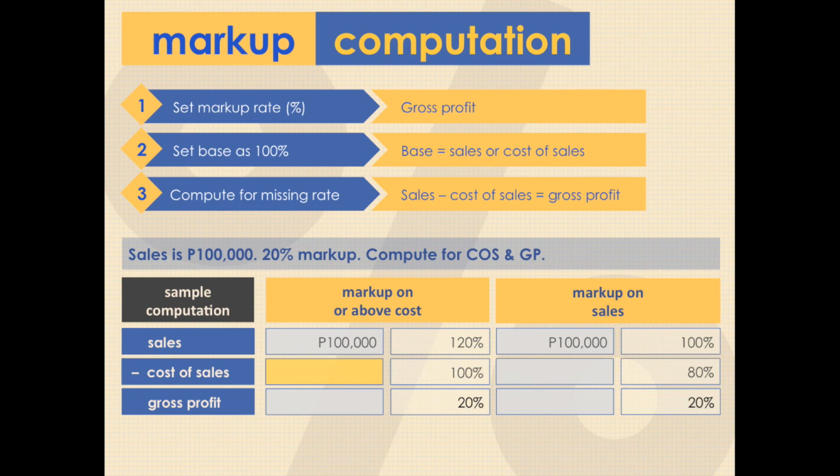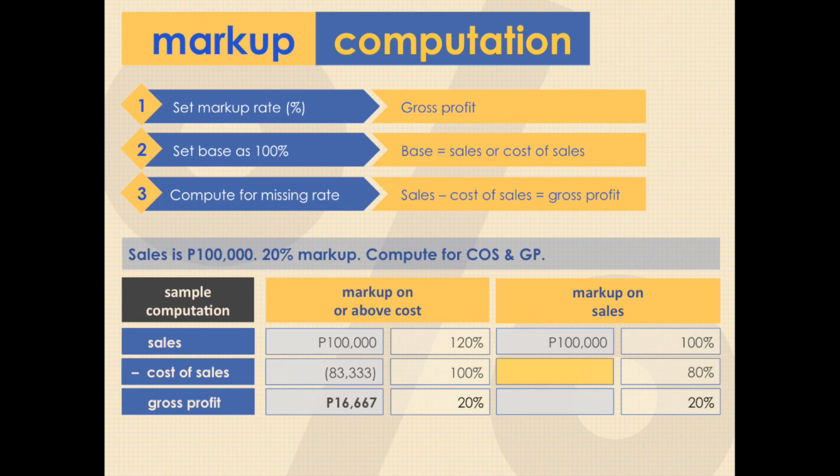Let's start with the markup on or above cost. Here we know that the sales is 120% of cost of sales. We can use algebra to get the value of cost of sales by simply dividing 100,000 pesos by 120%. Solving for x, we get 83,333 pesos. Then we can now solve for gross profit by deducting the cost of sales from sales. We get gross profit of 16,667 pesos.